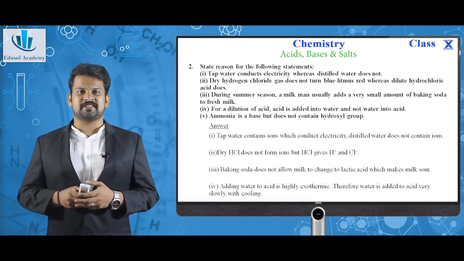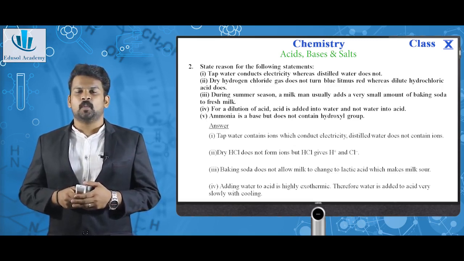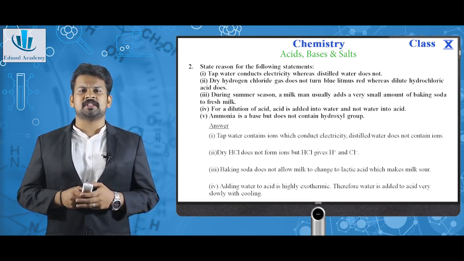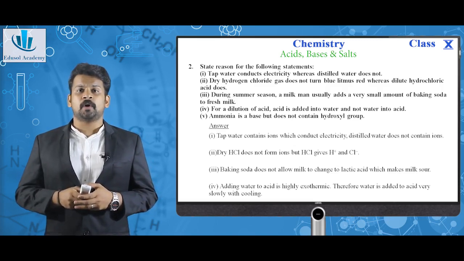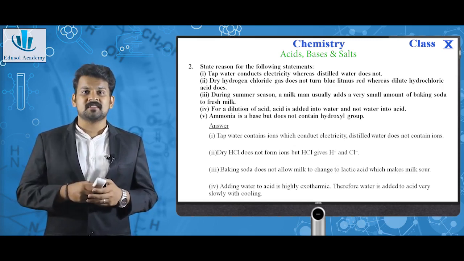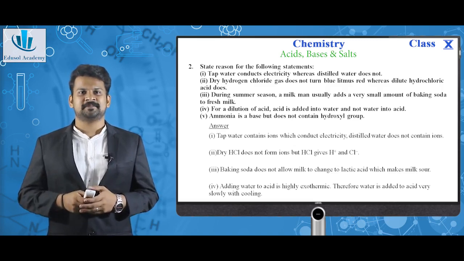Dry hydrogen chloride gas does not turn blue litmus red, whereas dilute HCl does. This is because in dry hydrogen chloride gas, water is not present. Hydrogen ion, H plus, along with hydronium ion, which is present when water comes into action, only turns blue litmus red, or in other words, the acidic behavior is only shown in the presence of water. In hydrogen chloride gas, water is not there. In dilute hydrochloric acid, water is there.